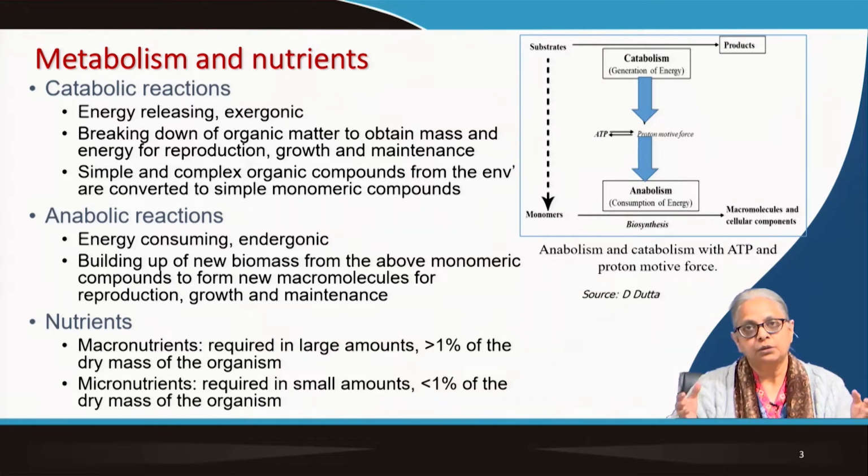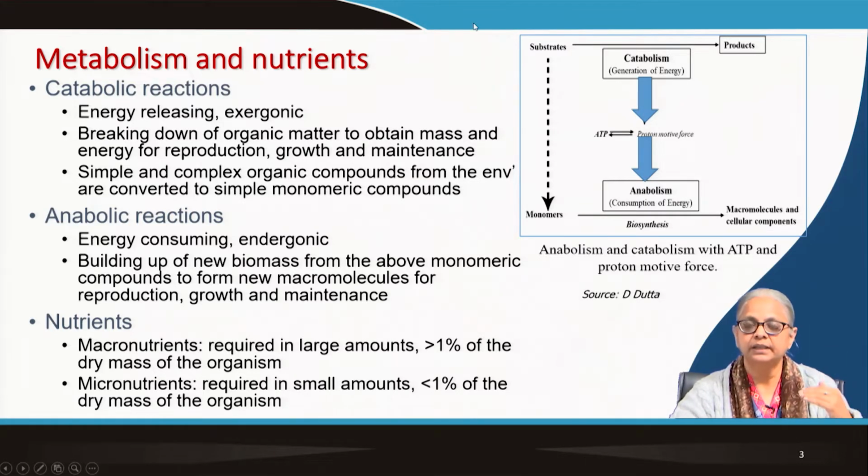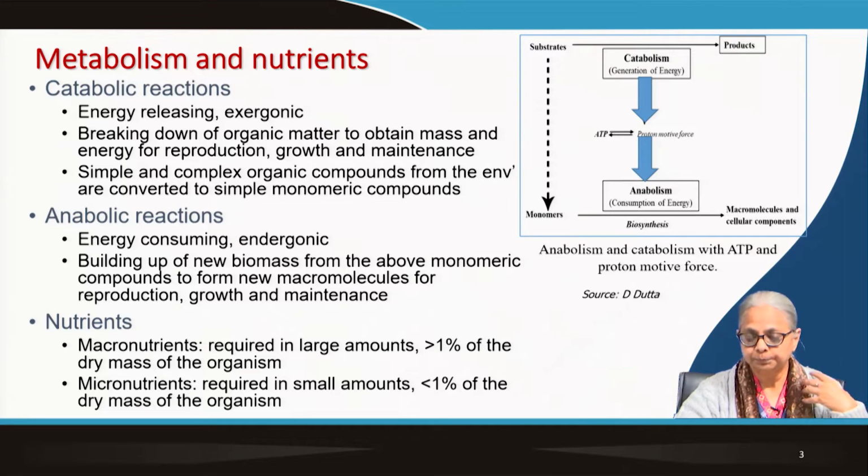These are macromolecules. They are polymers, they are biological polymers. They have to be broken down first into their monomeric units. This process of breaking down large molecules into monomeric units is an energy releasing reaction. So these are catabolic reactions as shown in the figure over here. Energy is released and therefore they're called exergonic reactions.